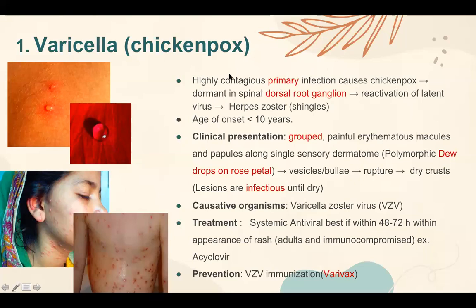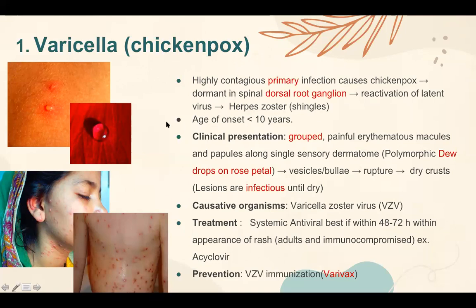And as this infection subsides, the virus becomes dormant in the spinal dorsal root ganglion. It can be for up to years. And once a stimulus is present, like an infection or severe illness, it can be reactivated into herpes zoster, also known as shingles, which we're going to be talking about in a minute.